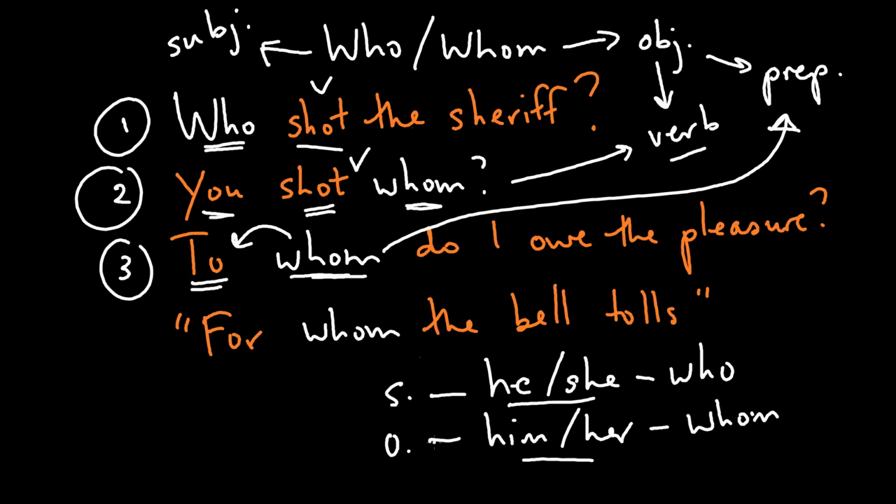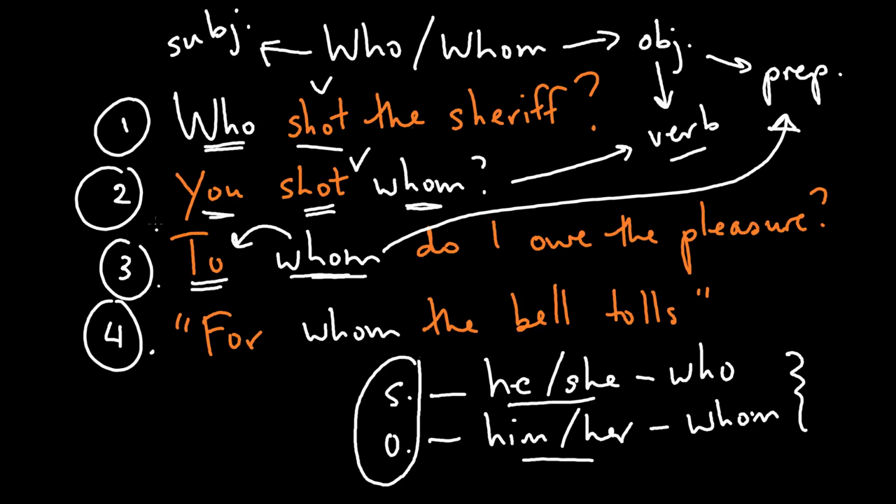So what you can do, and maybe you'll find this useful, is replace who with he and she, and whom with him and her. So you could say he shot the sheriff. Or I guess this would be a question, but you could say that. You could say you shot him or her, whereas you could not say you shot he or she, and so on. So if you find that a useful test, then apply it. But the basic idea is that you need to look at whether the pronoun is in the subject or in the object position.